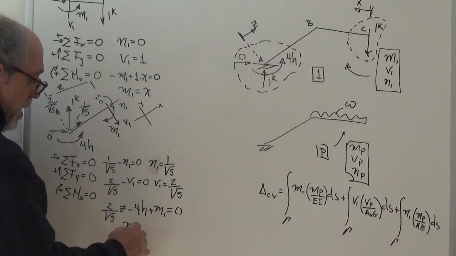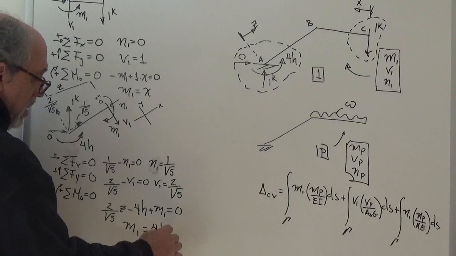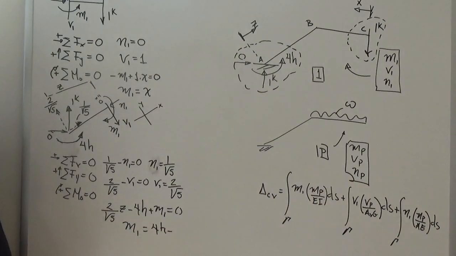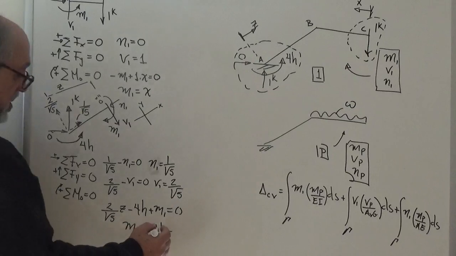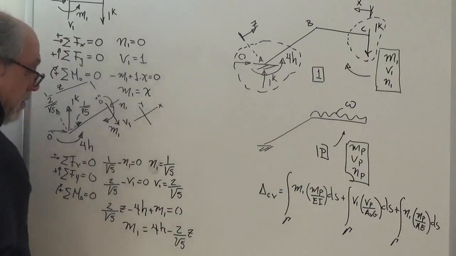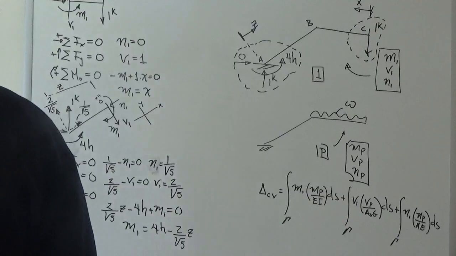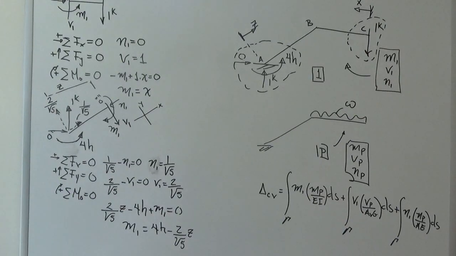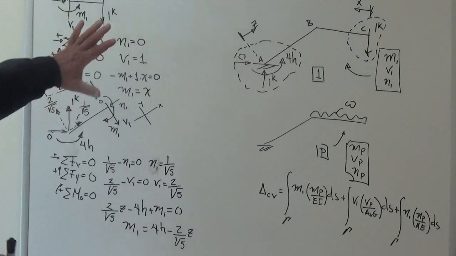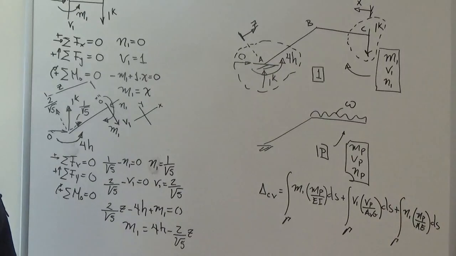And therefore m1 is 4h minus 2 over square root of 5 times z, right? Let me double check myself here: 4h minus 2 over square root of 5 z, okay? So we have completed the one sketch, all right? We're done with this sketch. We have m1, v1, and n1 in both bars.